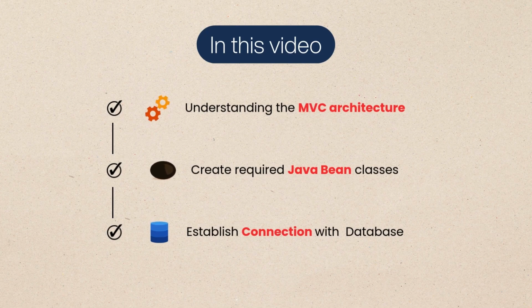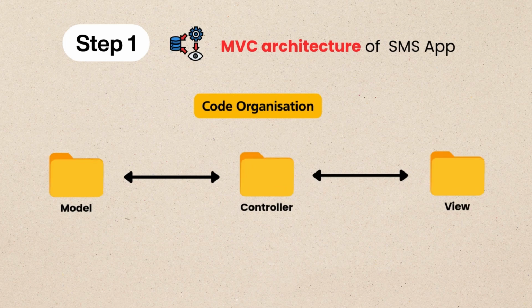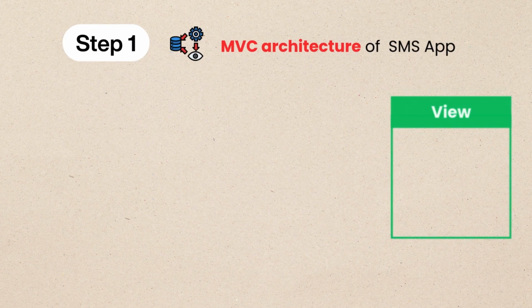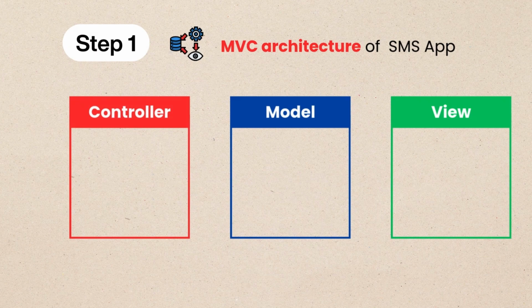in 3 steps. Step 1 is the MVC architecture of our student management system application. The MVC architecture helps us to organize the code and components of our student management system application. In this architecture, the application is divided into 3 layers. The first layer is view, second layer is model, and the third layer is controller.